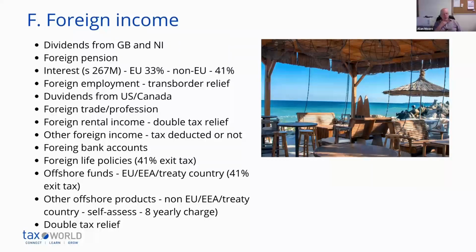Okay. So looking at F, in the foreign income revenue, you want to know, have you received dividends from the UK, Great Britain and Northern Ireland? If you do, then you have to declare them. Have you got a foreign pension? And if you have, then that has to be declared.